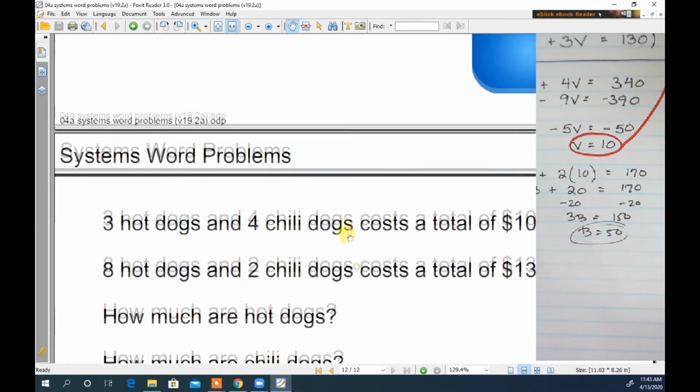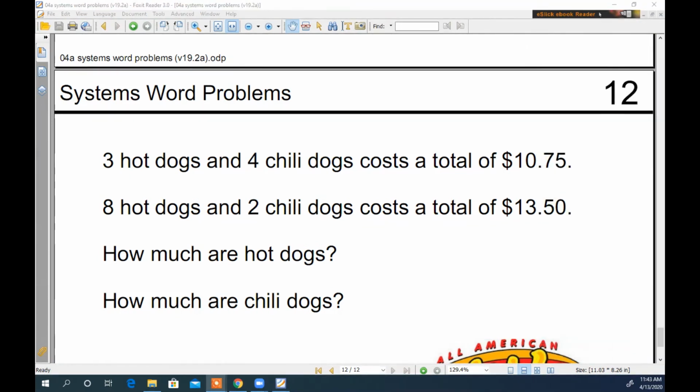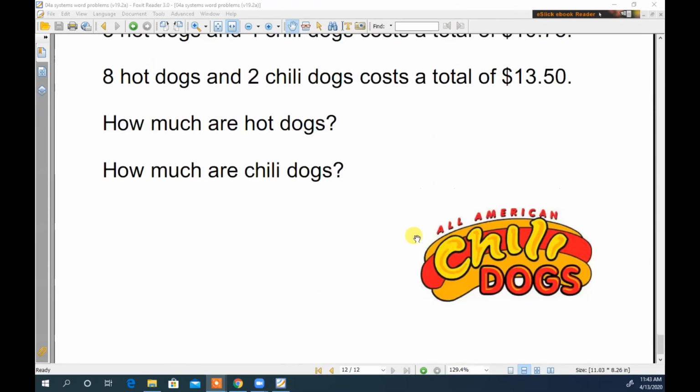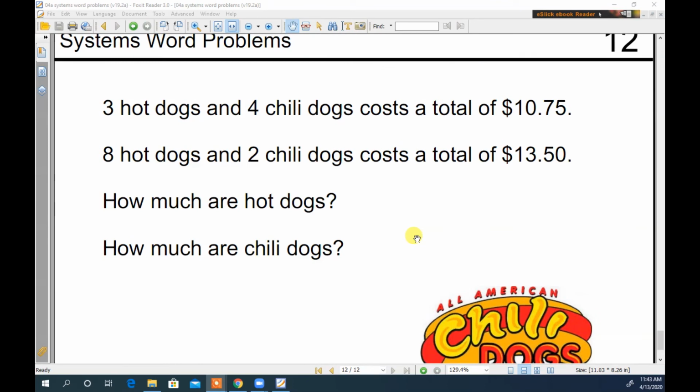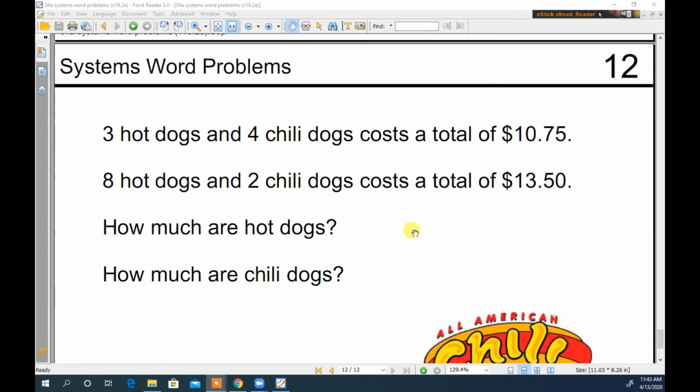This one, why don't you just try to build the system of equations? 4 times the price of hot dogs. So let's go with H for hot dogs and C for chili dogs. Oh, I didn't build it. Okay, let's go with H for hot dogs and C for chili dogs. So these are H's. And these are C's. And let's see if you can build the system of equations for this.